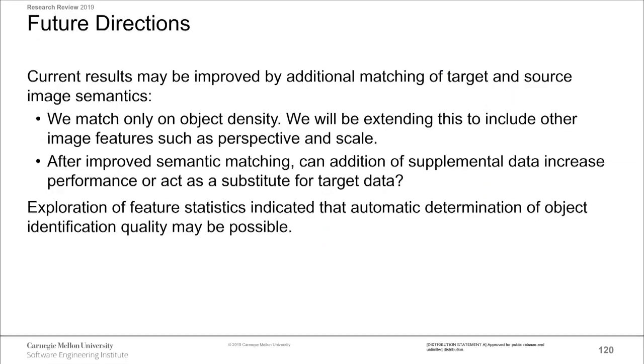So where we're going in the future is, currently we're only matching on object density. What is apparent here is that this needs to be increased to match image scale and viewing angle. So we are working on identifying data sets to allow us to do that match. Once we get that, we will repeat this experiment and see if we are able to maintain that performance. But the other thing that we found while looking at truly bad object detection was that there is a set of feature statistics in the image that appear to indicate when your object detection is poor, which is leading us to develop a flag to indicate when you actually have poor automatic object detection.